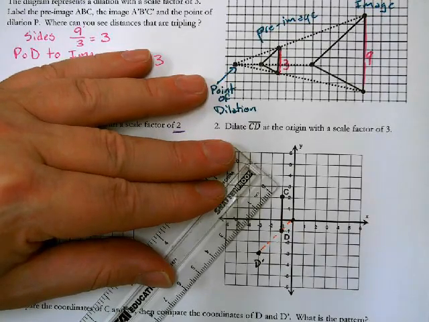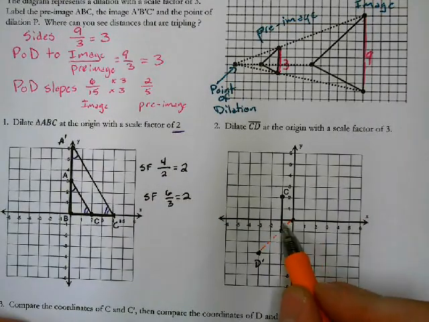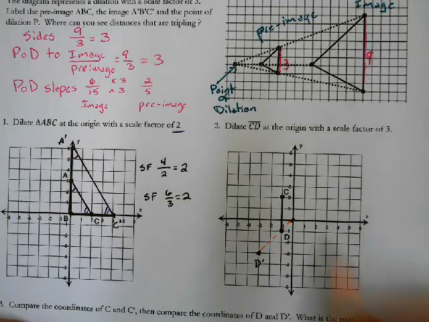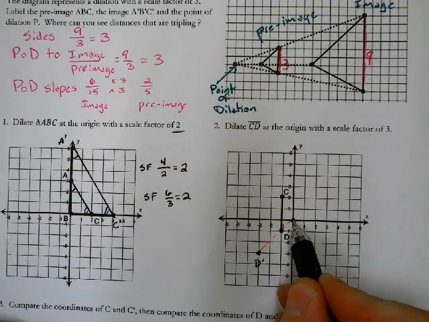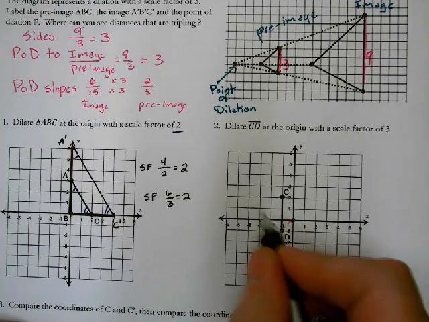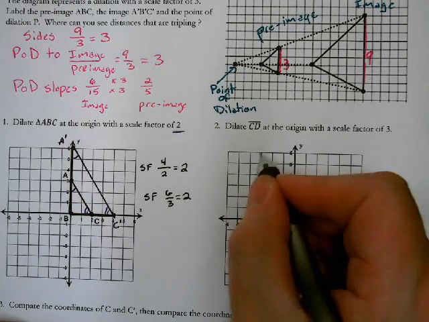All right, let's look over here. This one goes left 1, up 2. I want to triple this. So instead of going left 1, I'm going to go from the point of dilation, left 3. Instead of it just going up 2, I'm going to triple that. I'm going to go up 2 times 3. I'm going to go up 6. 1, 2, 3, 4, 5, 6. This should be where C prime shows up at.